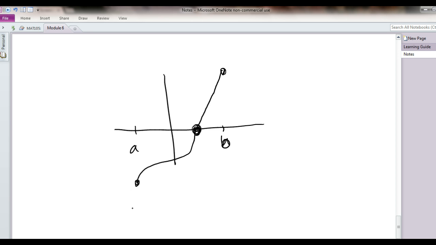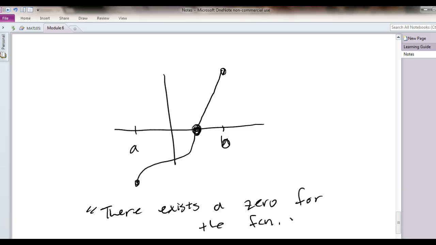So this is really what's called an existence theorem. So there exists a 0 for the function, which is a nice thing. It's only so great, though, because it doesn't tell you how to find it. It just tells you there is at least one. There might even be more than one. For example, the function might do something really crazy. It might go through a bunch of times and then stop there.